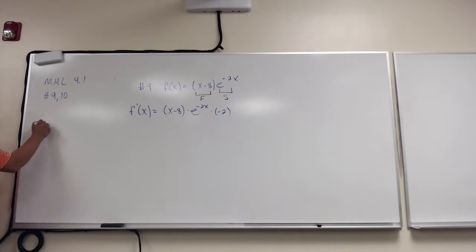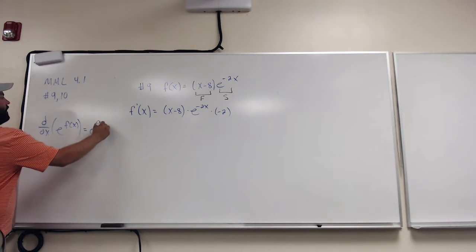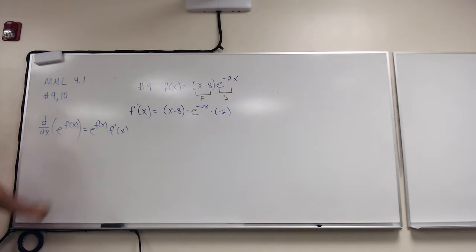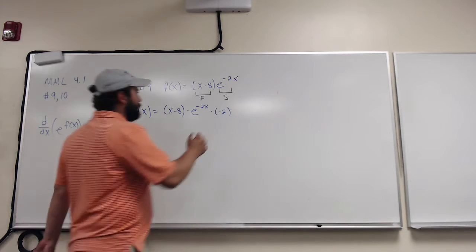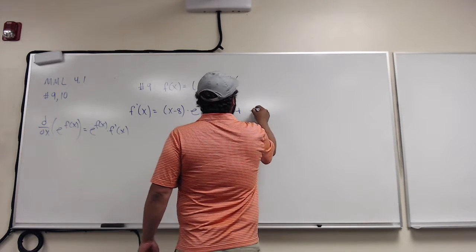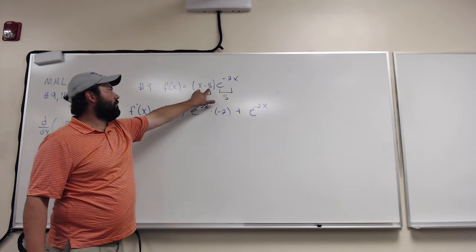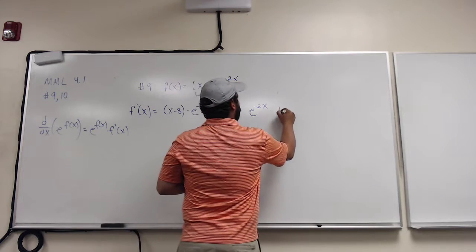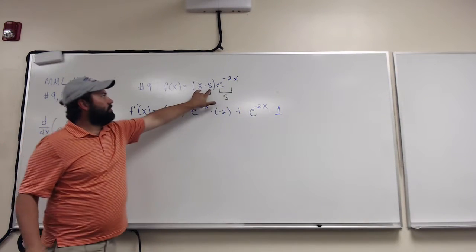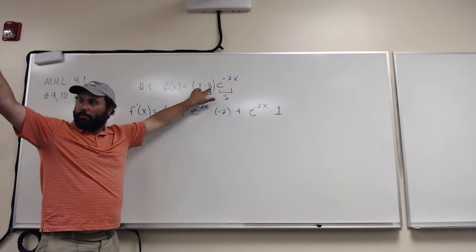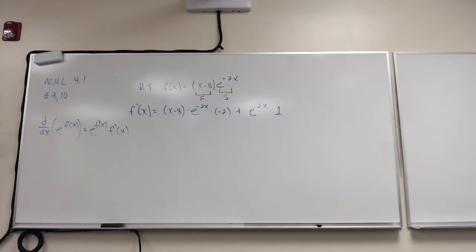Remember, I'm using that property: d over dx of e to the f of x is e to the f of x times f prime of x. So the derivative of an exponential base e is the same function times the derivative of the exponent. Then you're going to do plus the second function, e to the minus 2x, times the derivative of the first, but the derivative of x minus 8 is just positive 1. You can always think of this as a linear function with slope positive 1, so its derivative would be that.